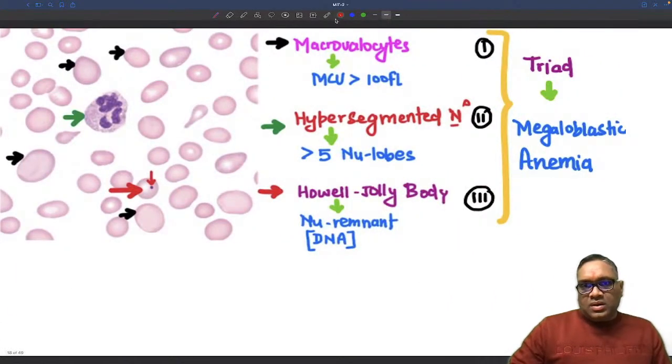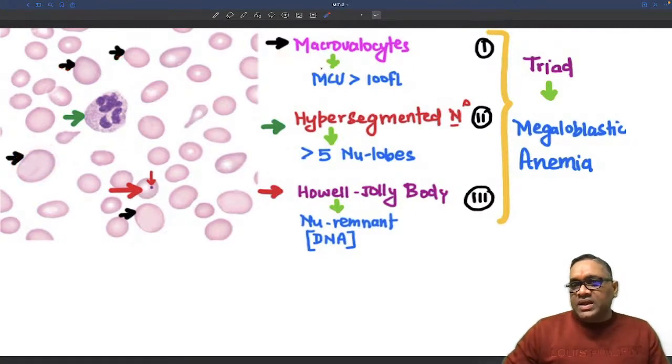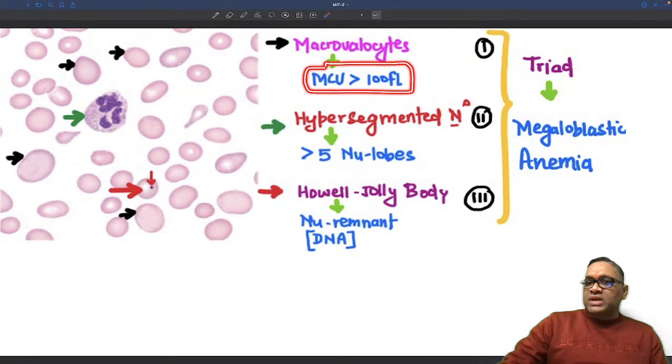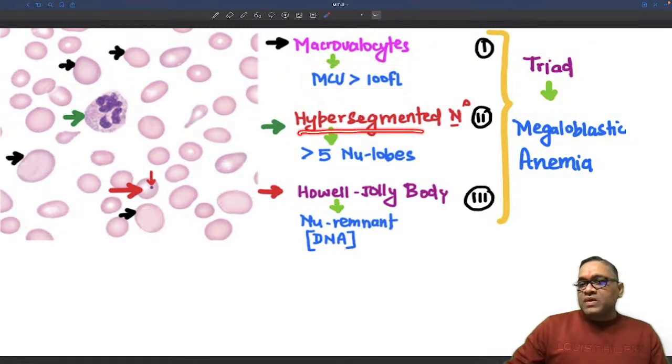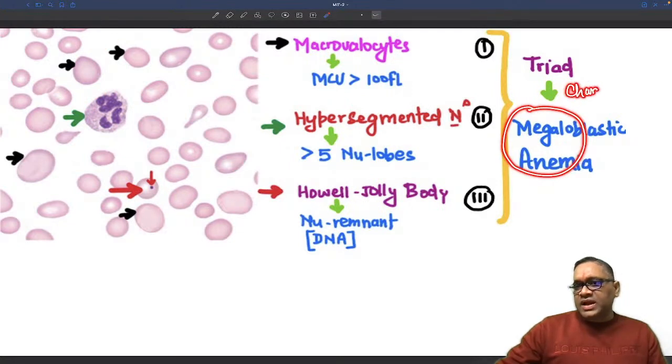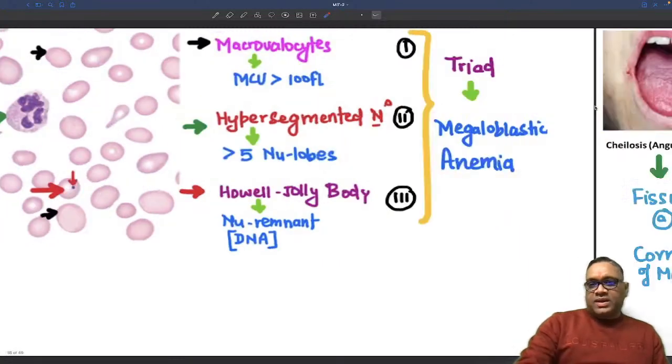Now you can see all that I have explained. You can see macroovalocytosis. When you say macroovalocyte, these are all macroovalocytes; the black marks are macroovalocytes. What is the criterion of a macroovalocyte? MCV should be more than 100 femtoliters. Hypersegmented neutrophil, what is the criterion? More than 5 nuclear lobes in a single neutrophil. Howell-Jolly bodies, as I said, are nuclear remnant or DNA. So when you find all these three things together, you will say it is the characteristic triad of megaloblastic anemia.